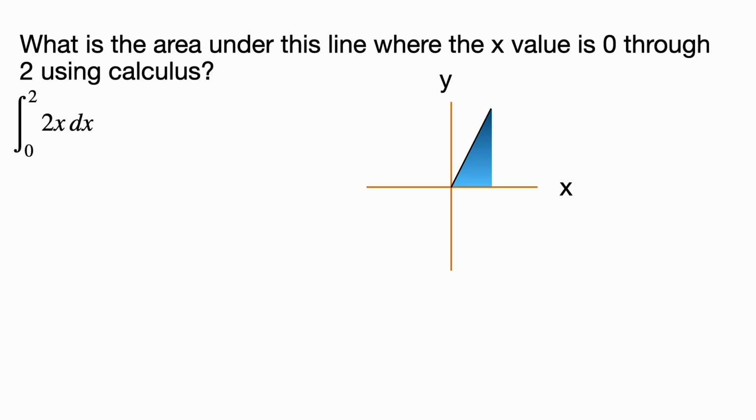We have set up this calculus equation with the lower limit of 0 and the upper limit of 2. We're taking the range of 0 through 2. We're integrating 2x with respect to x, and that is why we have dx. We can use calculus to solve this area underneath the line of y equals 2x. Here is the setup of the equation to solve this problem using calculus.